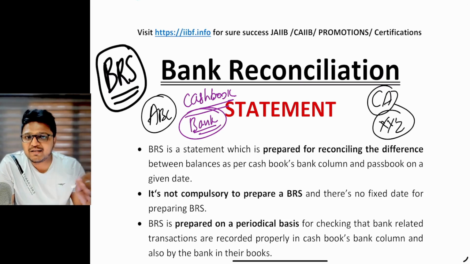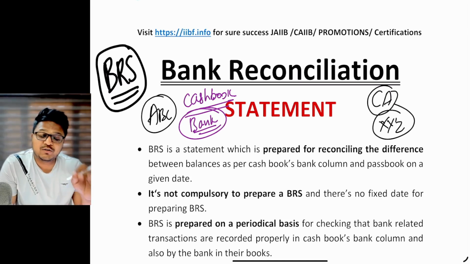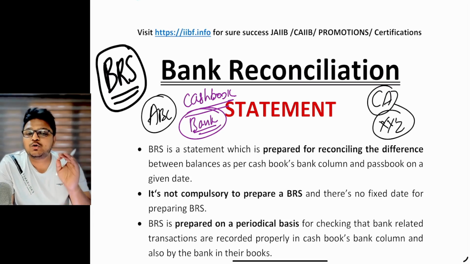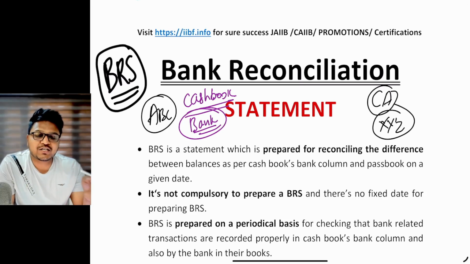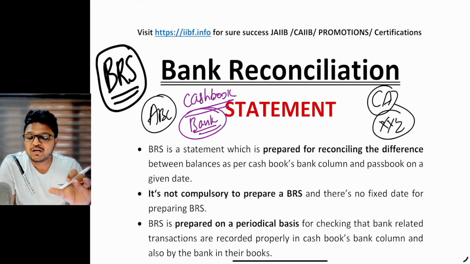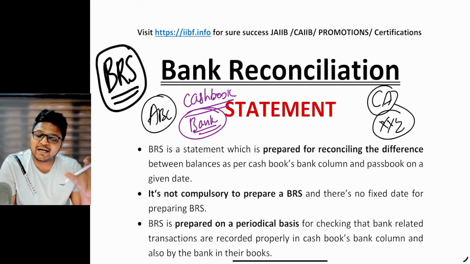Now, there are many scenarios when the entry is passed at your end but is not showing in the bank balance right now. Like you have issued a check to some party of yours, but still the check has not been presented at the bank. It may be the scenario, or it may be that the bank may have deducted some charges, or let's take the case that you have deposited a check in the bank but the check is not yet cleared, right? So in all these scenarios, there may be a difference between the balances of the bank column of the cash book and the passbook, right?